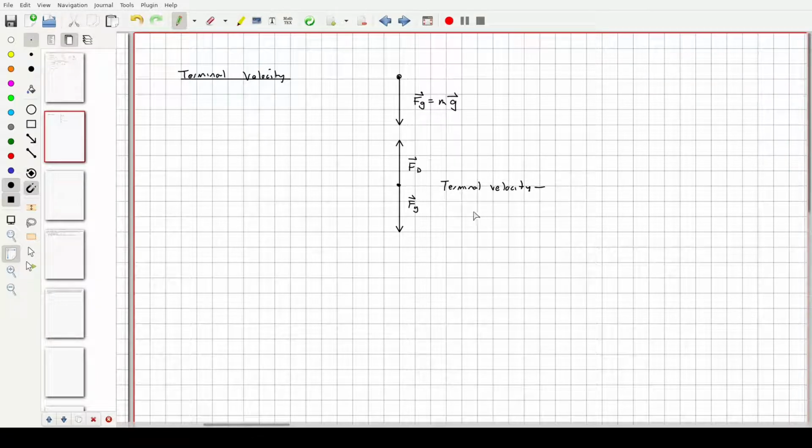So at terminal velocity, what's happened is the drag force and the force due to gravity have balanced each other out such that you're experiencing no net force at this point. So what that means is that you've reached a velocity that you're going to fall at basically at a constant rate.